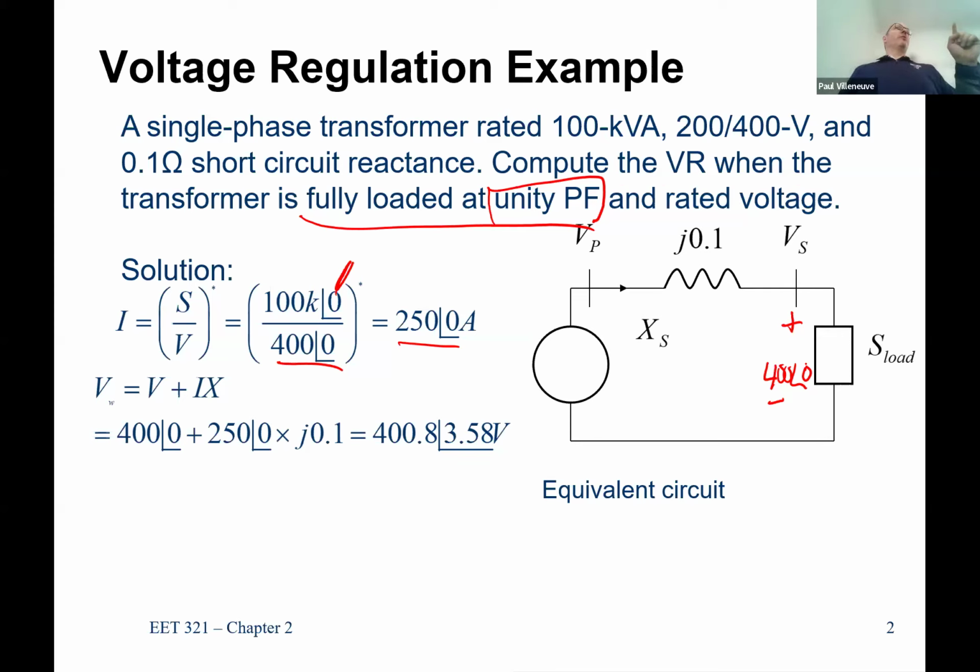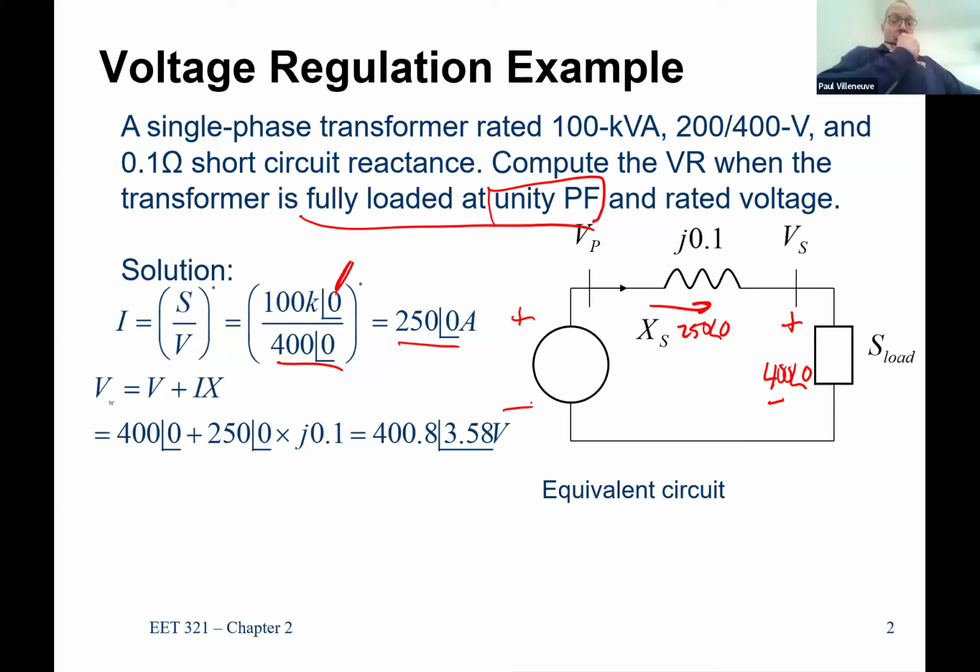But the customer is more important. So you want the 400 volts to be at that end, and then you're going to adjust your supply voltage to deliver that 400 volts. So 400 is at the reference terminals. And now we've got 250 at an angle of 0 flowing through that reactor. We'll just show it as a reactor because the resistance is small enough we can neglect it.